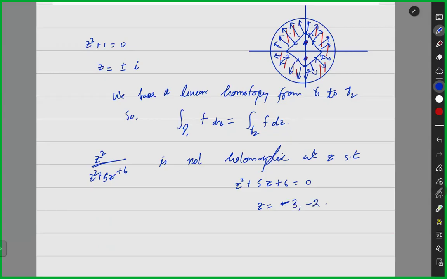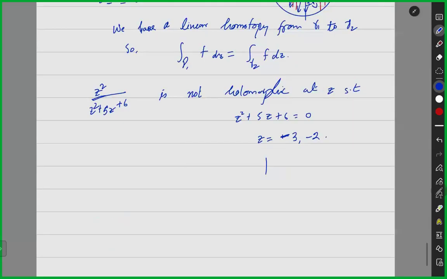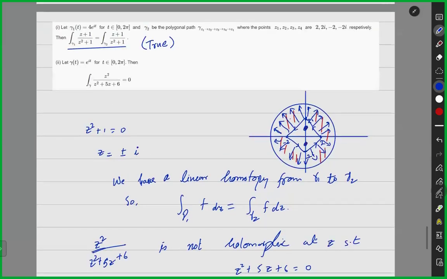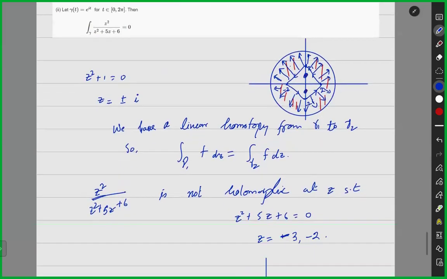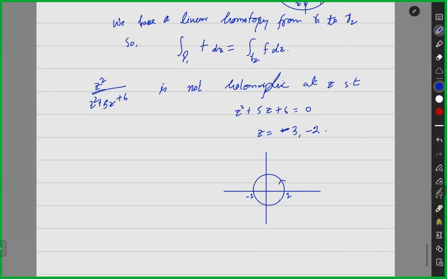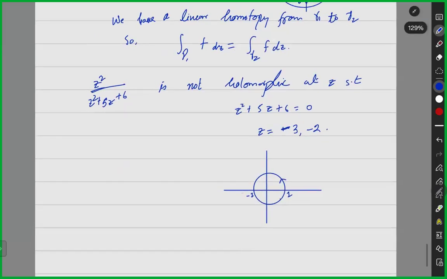So we draw the picture, and we are going to take the integral over gamma. Gamma is the unit circle. This doesn't look like a unit circle, but the geometry is what matters. Over this curve, we are going to take the integral. Where does minus 2 lie? Minus 2 is here. Where is minus 3? Minus 3 is somewhere here.